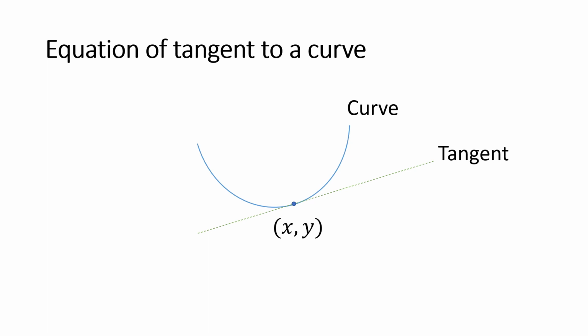So supposing you have been given this curve shown here, and then we have a tangent which is touching the curve at point xy. Then to determine the equation of the tangent, which is basically a straight line, we shall first of all determine the gradient of the curve. So the gradient of the curve at point xy is also equivalent to the gradient of the tangent at point xy.